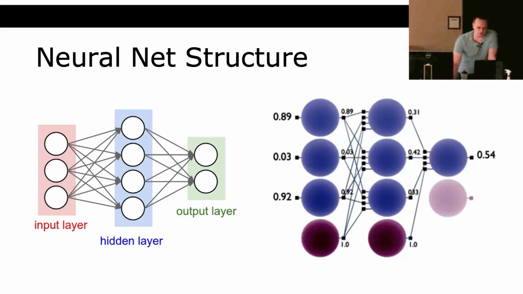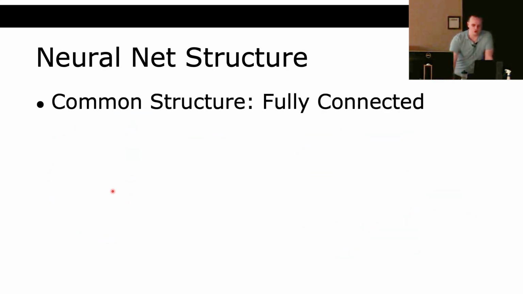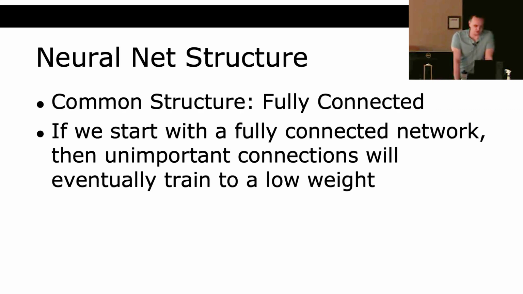So the neural net structure then is just an input layer, an output layer, and some number of hidden layers in between, which we already talked about. A common structure for neural nets is, as I already mentioned, called fully connected. If we start with a fully connected network, then any weights or connections or input variables that are not important, those weights will just get really, really low and not be part of the calculation, right?